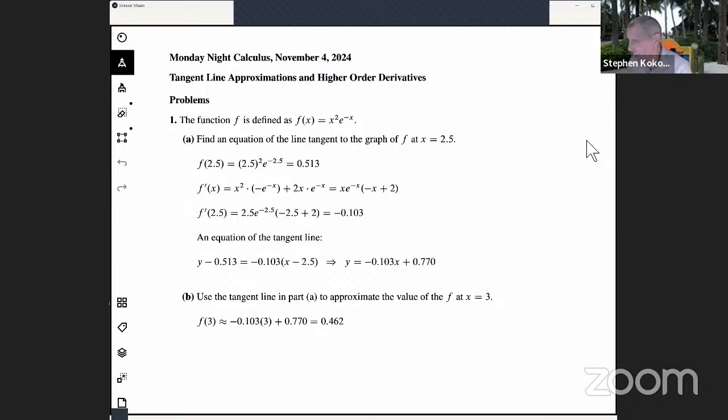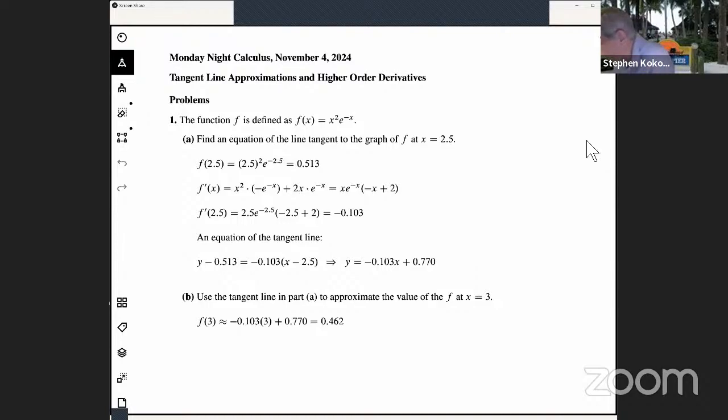So let's take a look at this first one, which we'll think of as calculator active. We've got a function f of x defined to be x squared e to the minus x. And the very first thing we want to do here is find the equation of the tangent line to the graph of f at x equals 2.5. Again, very typical of an AP exam question.